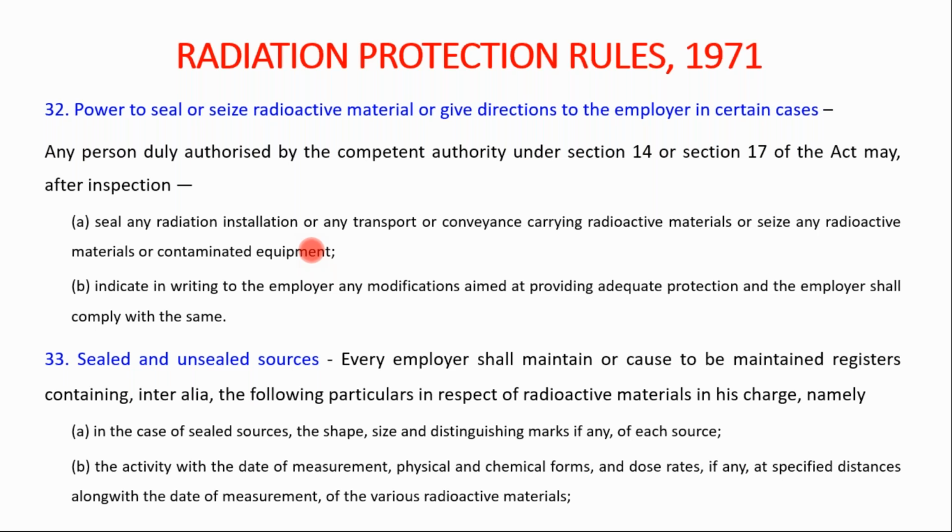The activity with the date of measurement, physical and chemical forms, and dose rates, if any, at specified distances, along with the date of measurements of the various radioactive materials. So you have to mention the date of that activity. That may be a measurement activity, an inspection, observation, sealing, unsealing, physical and chemical forms, and dose rates also should be recorded, and that is the responsibility of the employer.